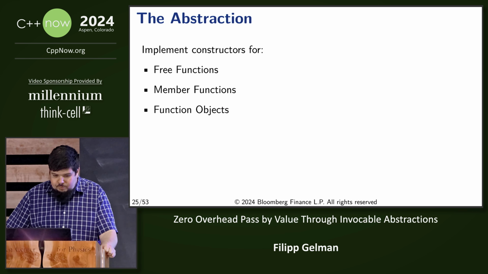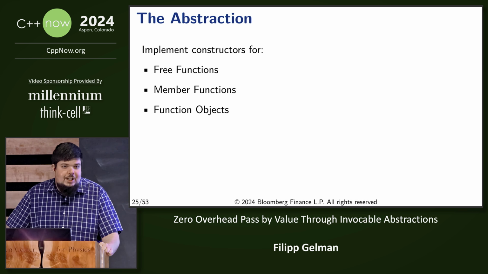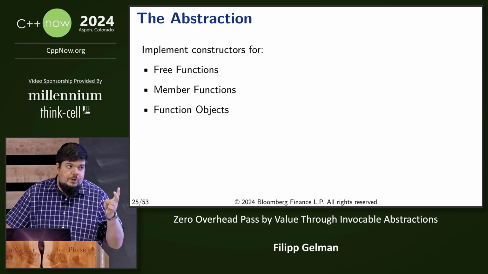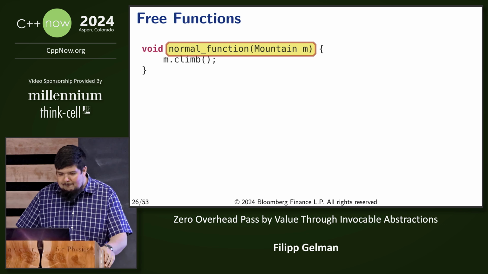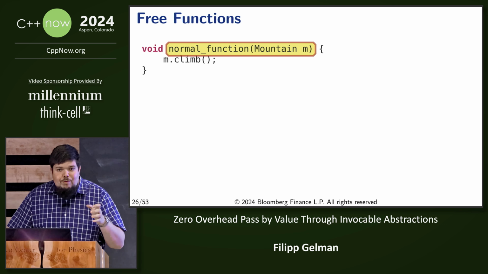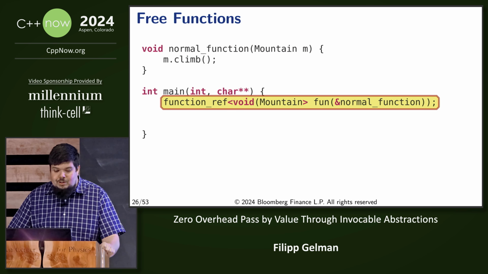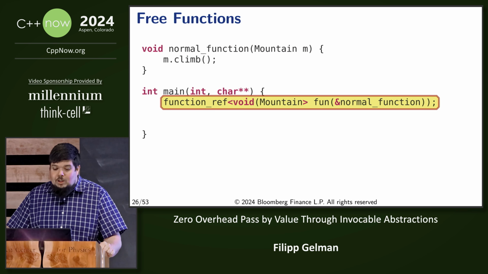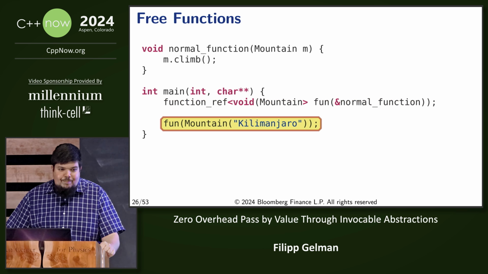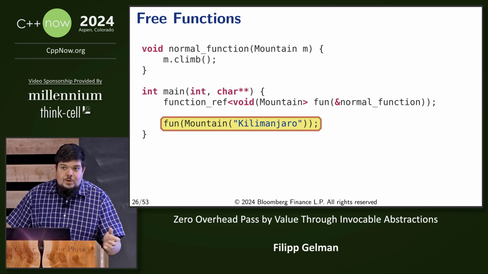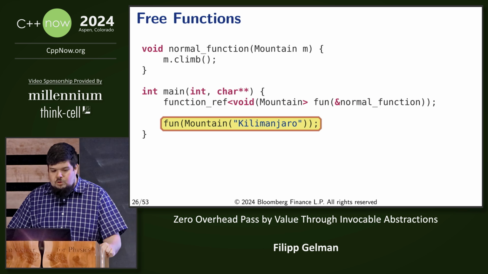Okay, so what's left is the constructor. We're going to implement a constructor for free functions, member functions, and function objects. Let's go. So if I have a normal function taking a mountain by value, I want to be able to construct a function ref that calls that function and pass a mountain value to it without any copies or moves. How can we do this?